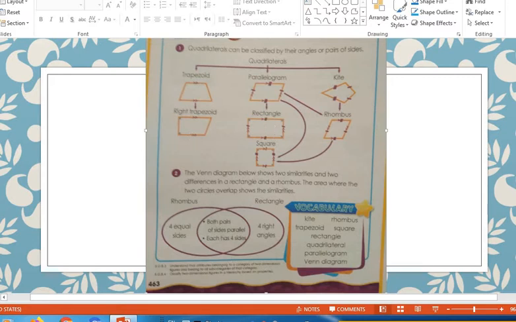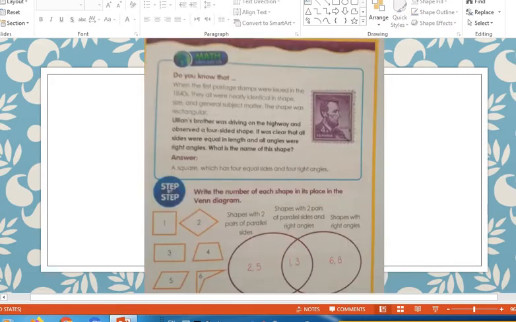Moving to the other slide. Do you know that when the first postage stamps were issued in the 1840s, they all were nearly identical in shape, size, and general subject matter? The shape was rectangular.